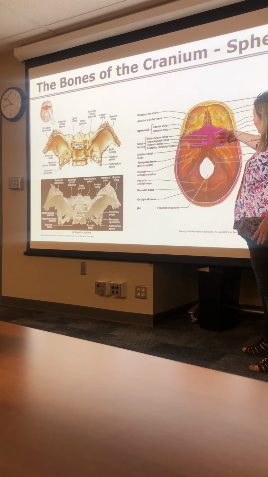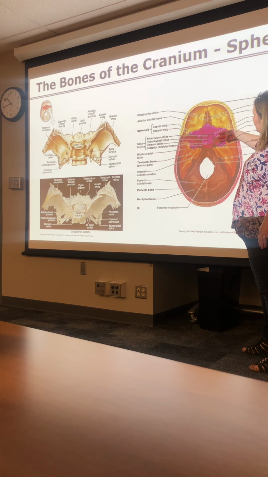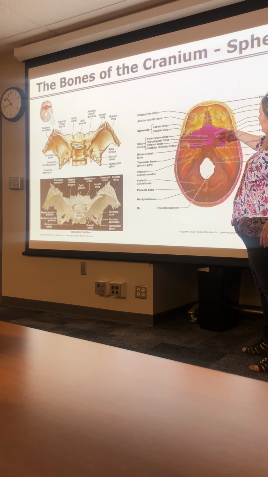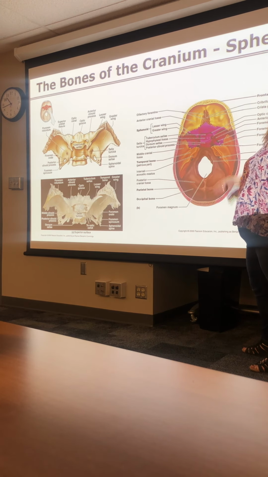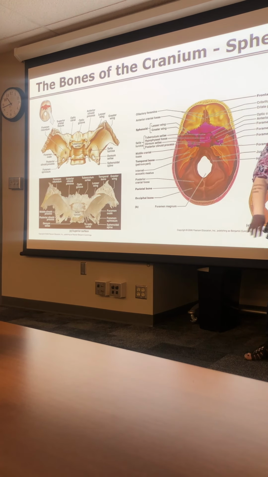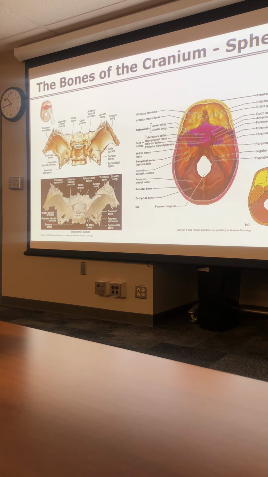So we're going to see that the ophthalmic division goes through the superior orbital fissure, the maxillary goes through the foramen rotundum, and the mandibular goes through the foramen ovale. And ovale means oval shaped, and we're actually going to see there are a number of foramen ovales in the body, including in the heart.